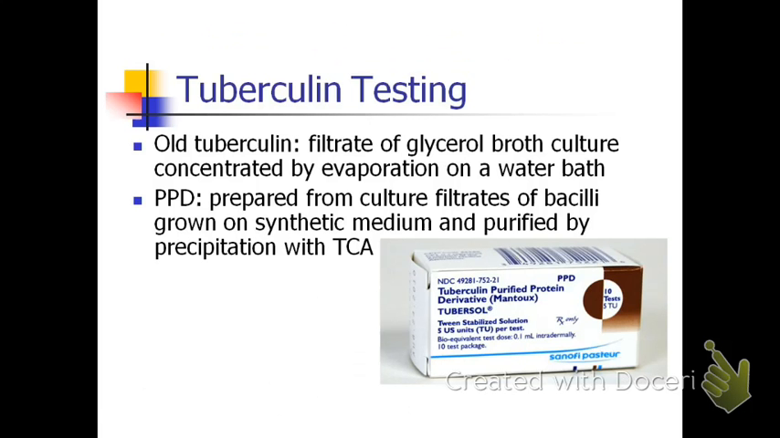Okay, now one of the tests that we could probably do for Mycobacterium is to use skin testing. The skin testing is the tuberculin testing. Tuberculin testing is a type of hypersensitivity reaction. It is known as the type 4 hypersensitivity reaction. So what do we mean by type 4? Type 4 means that this type of hypersensitivity reaction is a delayed hypersensitivity reaction.